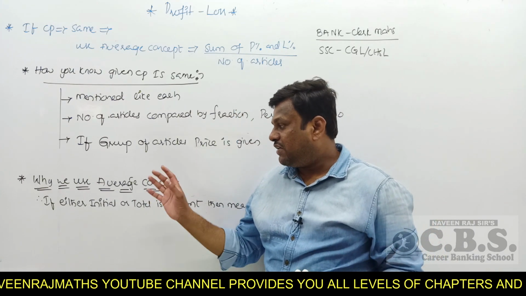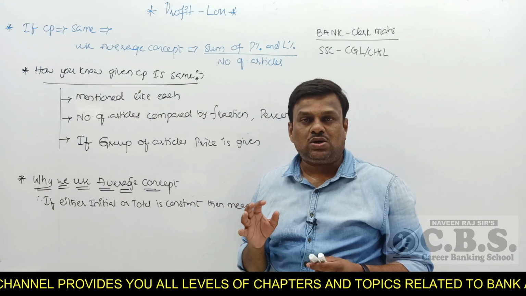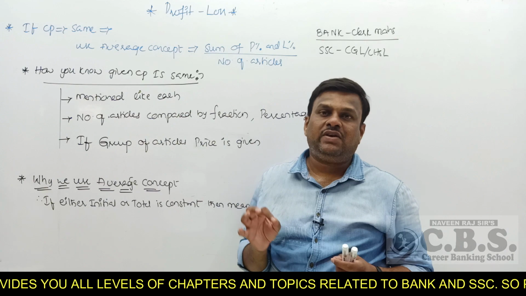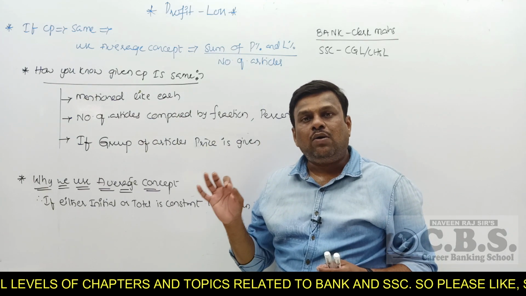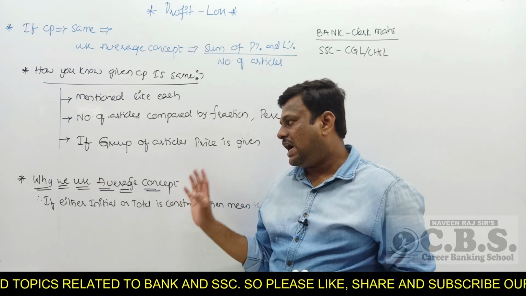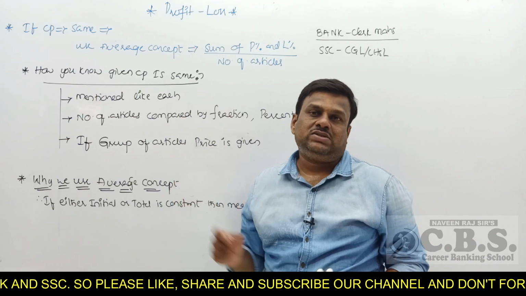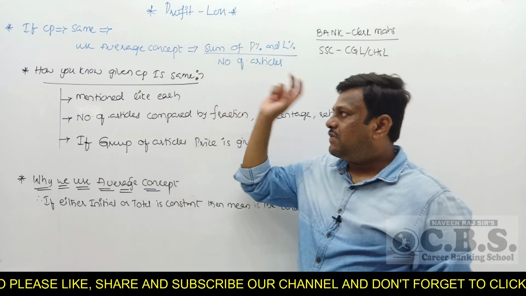Simple. If either the initial or the total is constant, the mean is a tendency of the given data to identify overall change percentages. That's why we use the average concept, because cost price is the initial value of a price transaction.